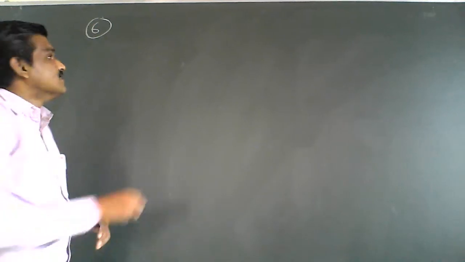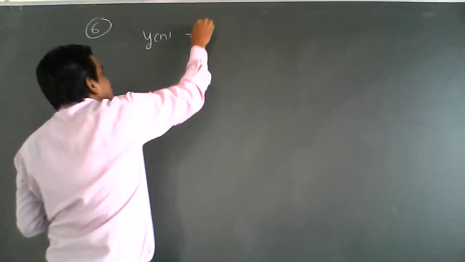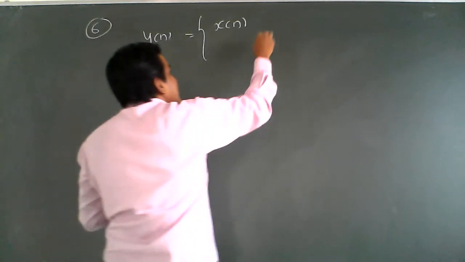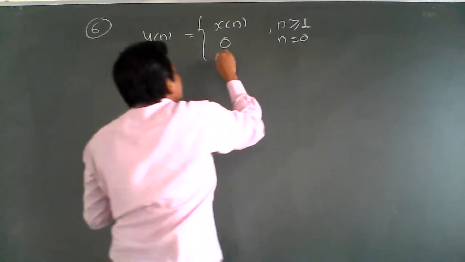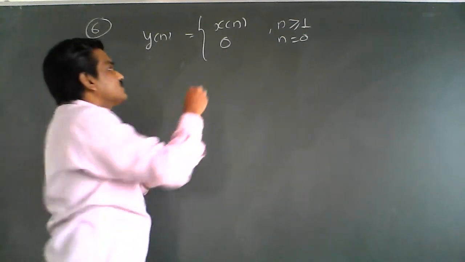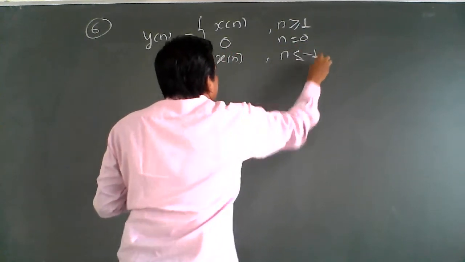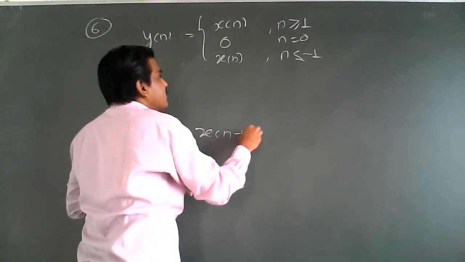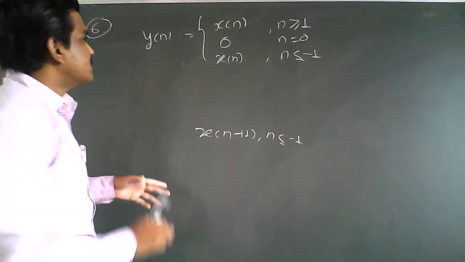Let us consider problem number 6. So y of n, which is a very similar problem to the one we have taken earlier. So y of n is equal to x of n for n greater than or equal to 1, equal to 0 for n equal to 0, and again x of n for n less than or equal to minus 1. In the earlier problem, this term was x of n plus 1 for n less than or equal to minus 1. This was the only difference. The rest of the problem is similar.